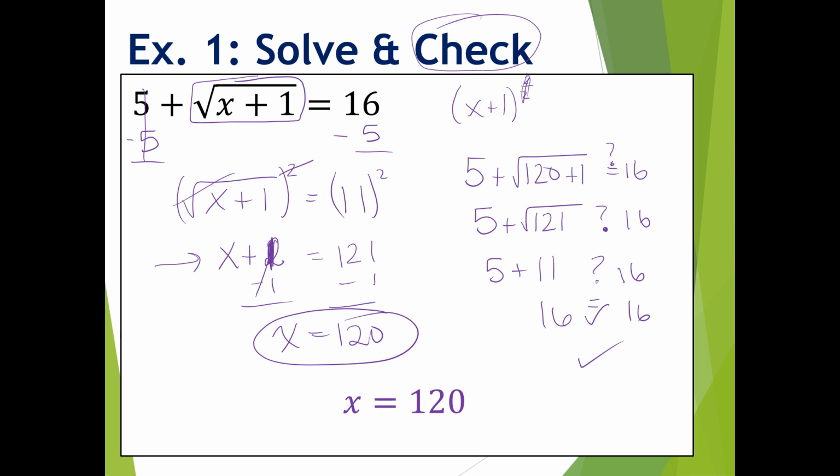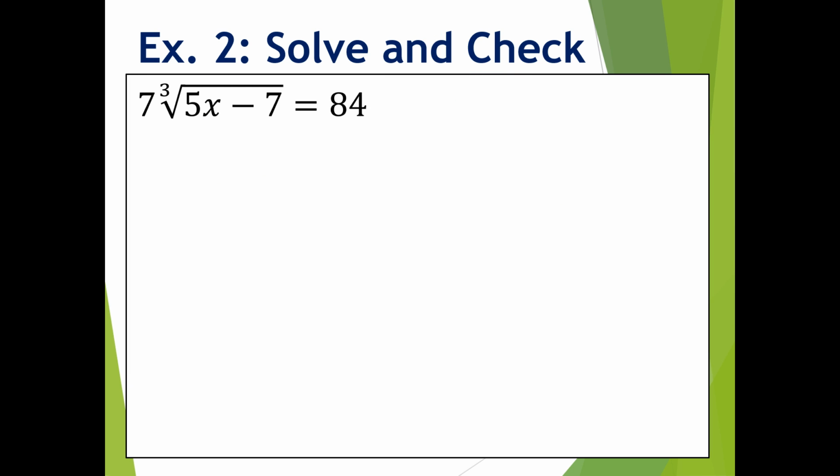So again, depending on where you are at, you might be able to plug that in your head real quick, but you can be sure that you did this problem right if you just do that check real quick. Okay. Now we have a cube root problem. I know the font sometimes is a little weird. This says 7 times the cube root of 5x minus 7. This is not 7 to the third power. The 3 is part of that radical.